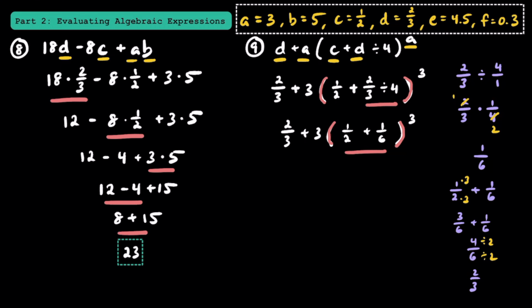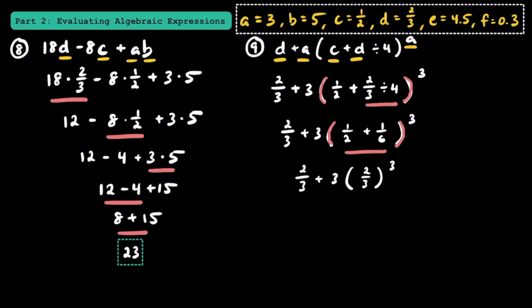1/2 plus 1/6 is equal to 2/3, so we'll have 2/3 plus 3 times 2/3 raised to the third power. Now that we're done with the grouping symbols, we have to solve this exponent. 2/3 raised to the third power is equal to 2 over 3 times 2 over 3 times 2 over 3. In the numerator, 2 times 2 is equal to 4, and 4 times 2 is equal to 8. And in the denominator, 3 times 3 is equal to 9, and 9 times 3 is equal to 27.